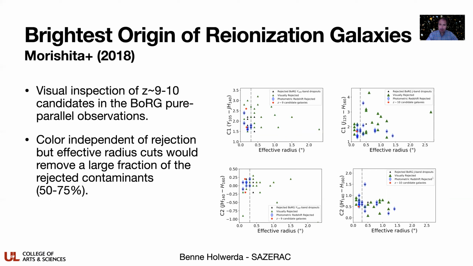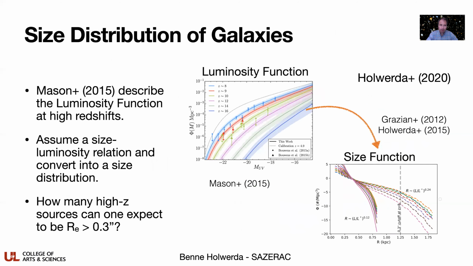So the green triangles here are the visually rejected sources, and so if you just put in a size cut, you actually take out most of the contamination, up to 75% of it, without having to do the visual inspection. So that was suggestive that an effective radius criteria could be a good substitute for a visual inspection.